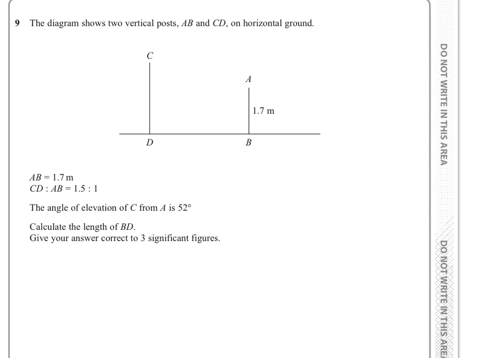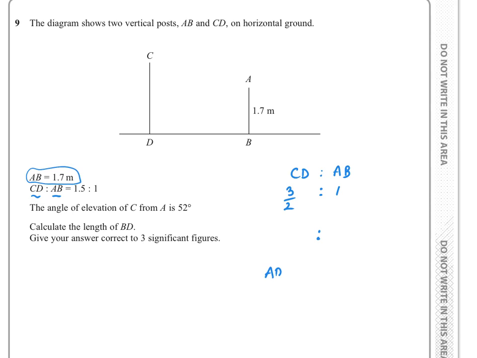Question 9. The diagram shows two vertical posts, AB and CD, on a horizontal ground. It tells us the ratio between CD and AB is 1.5 to 1. So we'll write that down first. And I'm going to write this as 3 over 2 to 1. And it says that AB is 1.7 metres.